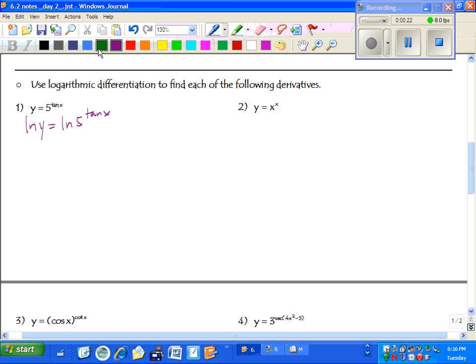Once we do that, we can go ahead and change this using the properties of logs, and bring this exponent out in front. We get natural log of y equals tangent of x times natural log of 5. Once we use that property, next step is to go ahead and take the derivative of both sides.